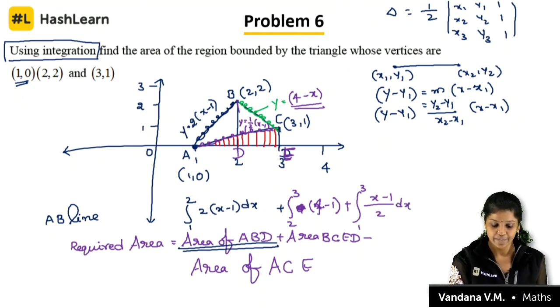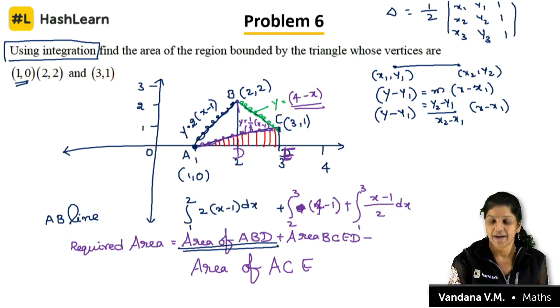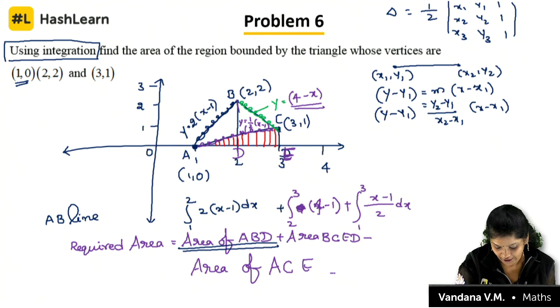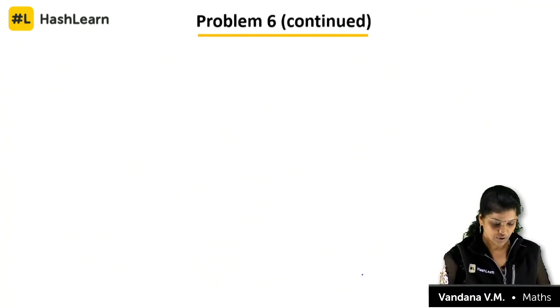It's very simple, right? It's very simple to integrate and apply upper limit minus lower limit. You have to get the area as 3 by 2 square units. I hope you understood how we are doing the graph.